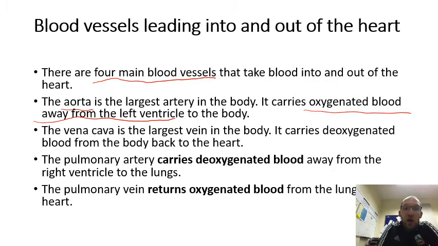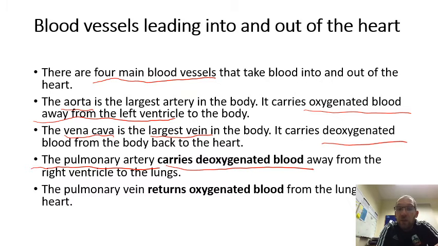The vena cava is the largest vein in the body, and it carries deoxygenated blood from the body back to the heart. The pulmonary artery carries deoxygenated blood away from the right ventricle to the lungs. The pulmonary vein returns oxygenated blood from the lungs to the heart.